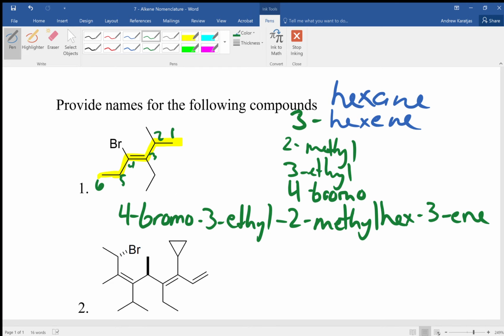Need to do E and Z. So if we look at our alkene, on the left side of the alkene we have a bromine versus an ethyl. The bromine is going to be higher priority. On the right side of the alkene we have a carbon bonded to 2 carbons compared to a carbon bonded to 1 carbon. Carbon being bonded to 2 carbons is higher priority. We can see our higher priority groups are on the same side, and that means our alkene here is Z.